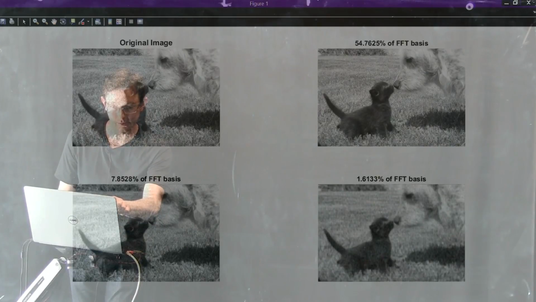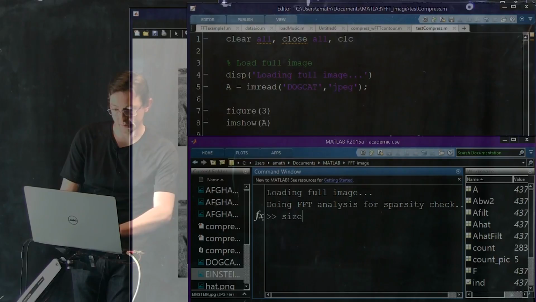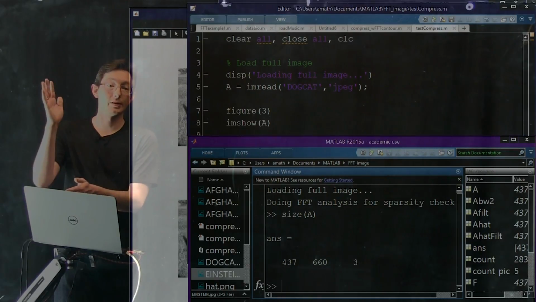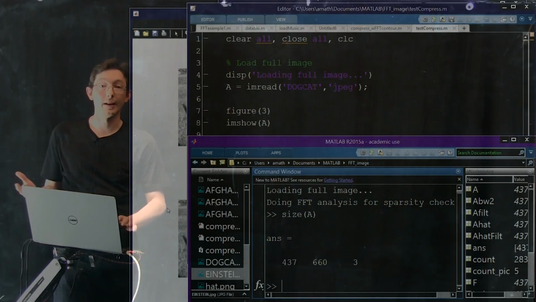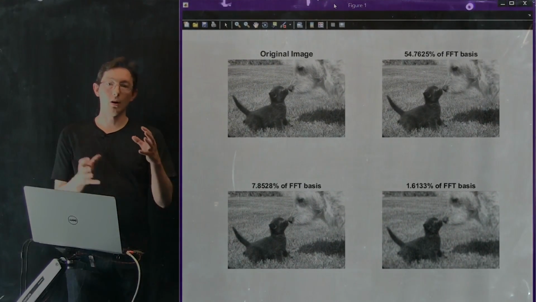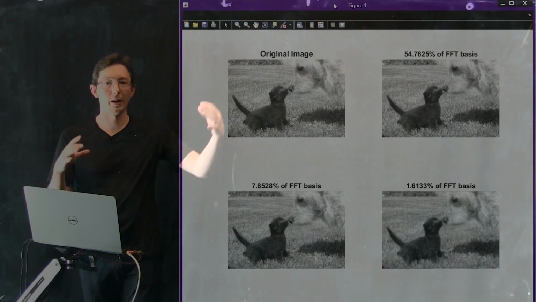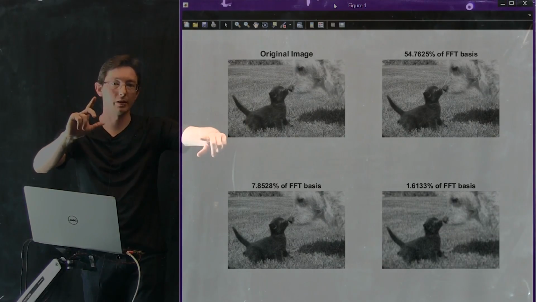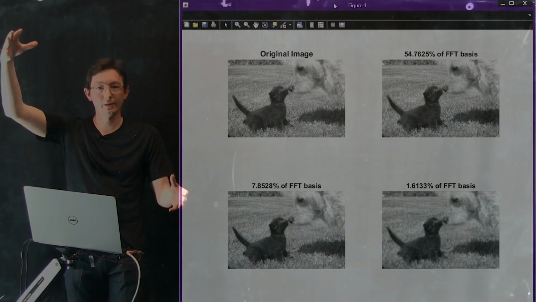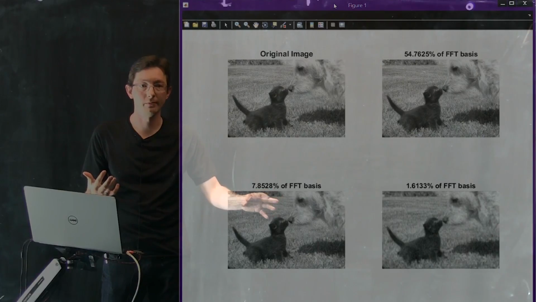So let's just look at what the size of this image is. So size of A. Okay, so this is a much smaller image. This is a 437 by 660 pixel image. The other one was well over 1,000. And so one of the things we notice is that images that are smaller tend to be less compressible. There's less things you can throw away. If I only had a 20 by 20 image and I Fourier transformed it, I'd really need all of that information to get the image back. So bigger, higher resolution images tend to be more compressible. I can throw away more Fourier coefficients and still get a good approximation.